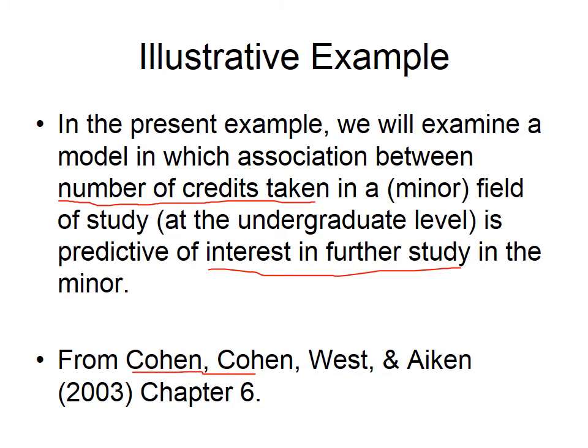So let's look at an example. This comes from another textbook by Jacob Cohen and Patricia Cohen, West and Aiken, and what they're looking at is the number of credits undergrads take in their minor, and how much interest they have in that and further study in that area. So for example, if you're taking a minor in psychology and you take more credits, maybe you have more interest in pursuing a psychology degree in graduate school.